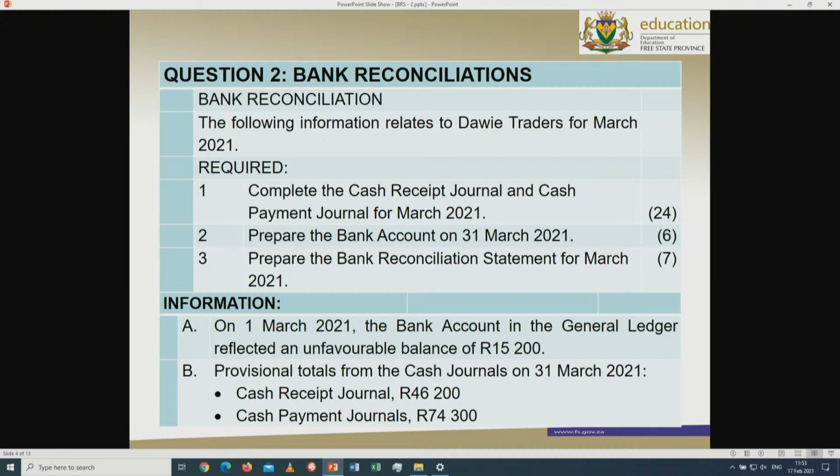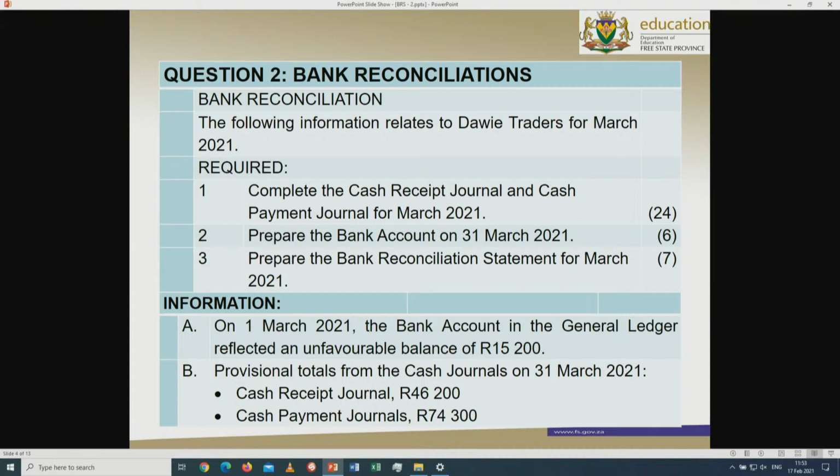Number 3, for 7 marks, the bank reconciliation statement. That is the only thing that you are seeing for the first time in grade 11. Information A: on 1st March 2021, the bank account in the general ledger reflected an unfavorable balance of 15,200.